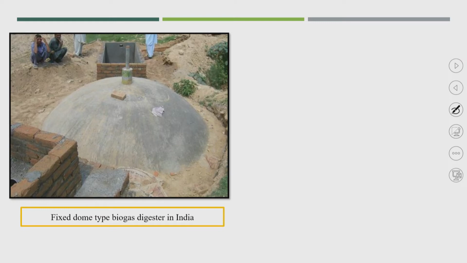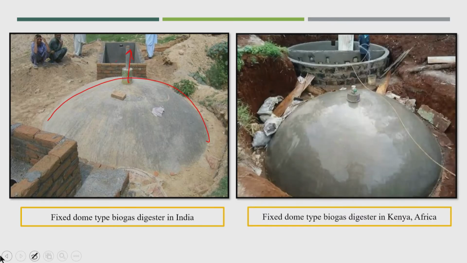So, you can see here the same one. This could be an inlet, this is the dome. One pipe is coming out for the gas, and this is the outlet tank. Now, this is another one in Kenya.